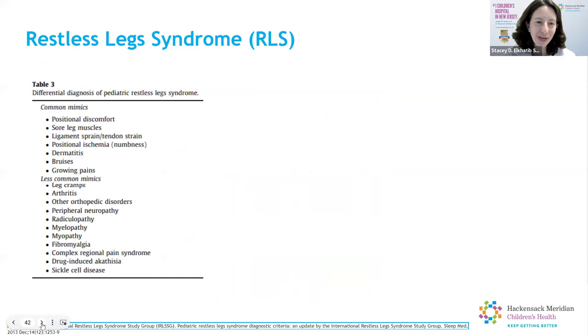Common mimics would be positional discomfort. Are they sitting on their legs? Sore leg muscles, having a strain, positional ischemia, dermatitis or bruises, or like I said, growing pains. There can be some overlap with restless legs. Less common mimics would be this whole list here. I won't go through all of them, but things like leg cramps or having some kind of neuropathy. Next slide, please.